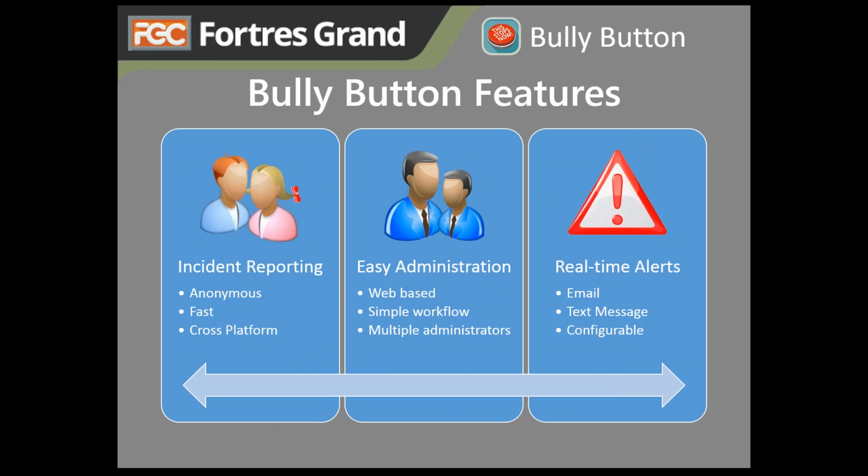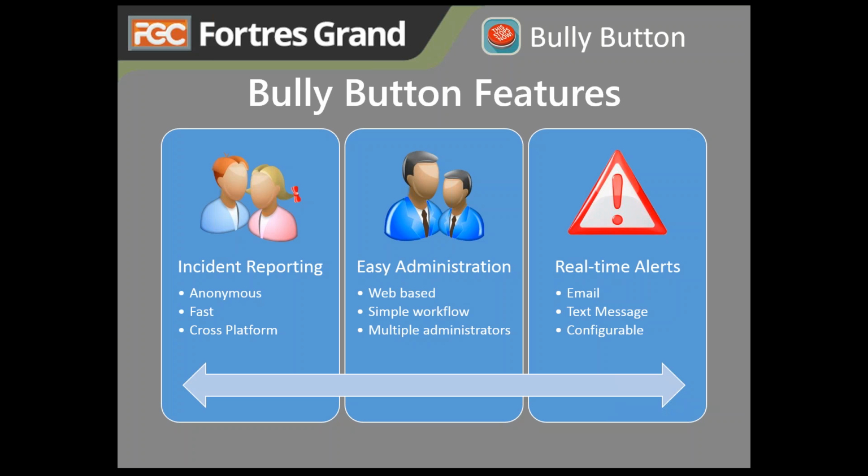And again, as we'll see when we actually report an incident, it's very easy to just check different things that have happened, and Bully Button will generate basically a descriptive paragraph of what happened and then allow the person reporting the incident to maybe add extra details onto that.